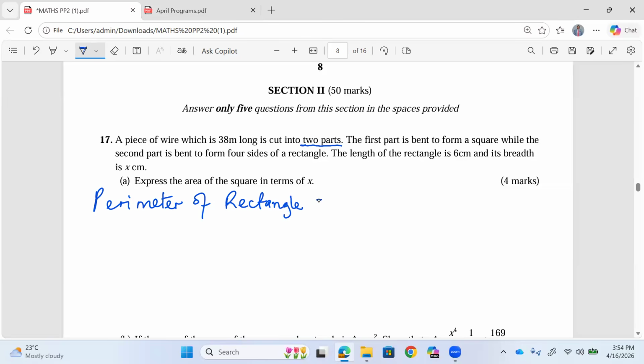We know the formula. Perimeter of a rectangle is given by 2 multiplied by length plus width. So 2 into length and the width, which is x. So if you open the brackets, it will be 12 plus 2x.